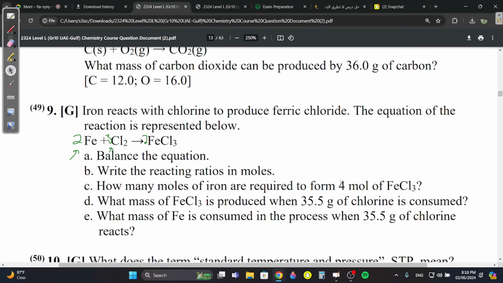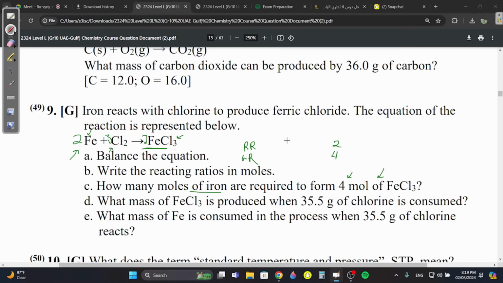How many moles of iron are required to form 4 moles of FeCl3? So what's our RR? What's our GR? What we have given is 4 moles of FeCl3. In our RR, it's 2 moles of FeCl3. In my GR, it's 4. Given 4. In my reaction, I have 2. Given, I have 4. What do they want? They want iron. So I go to iron.